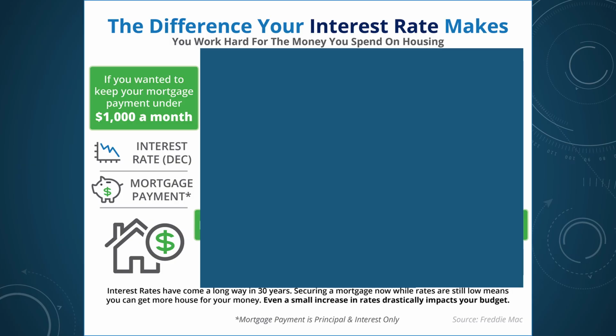Now, I know some of y'all, like me, are the age to buy a house, and hopefully everyone who wants a house is able to afford one. I know it's becoming difficult, but let's talk about interest rates.